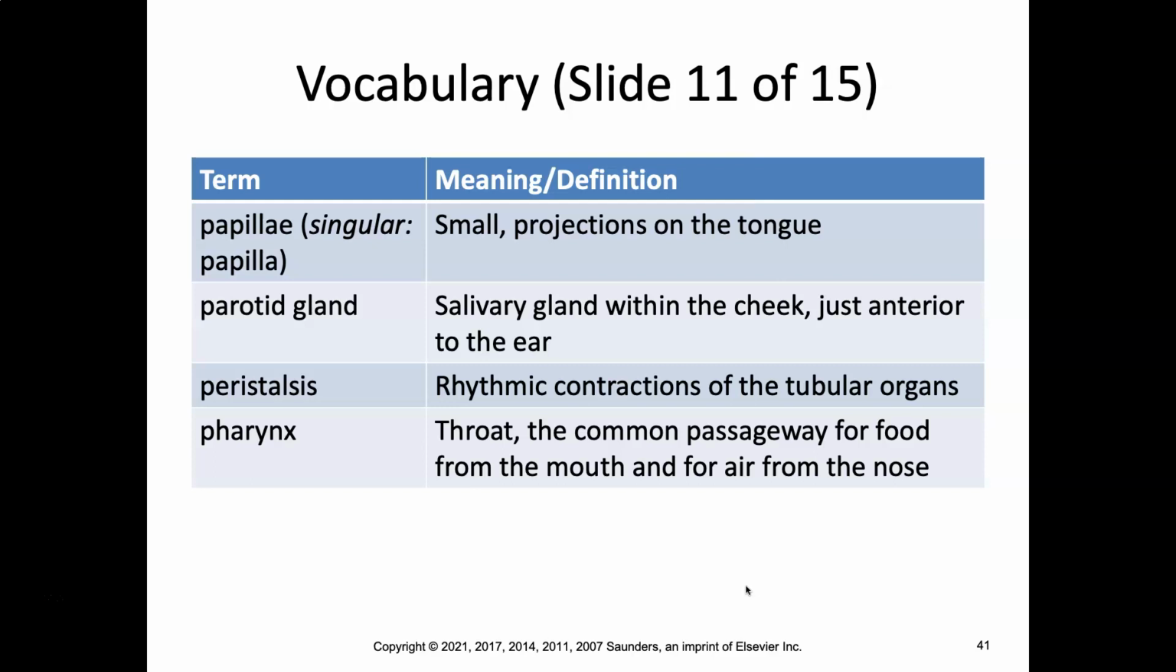Parotid gland. That is a salivary gland within your cheek that is just in front of your ear. Remember, anterior, in front of. Peristalsis is the rhythmic contractions of tubular organs. So as a food bolus is going down through the esophagus, peristalsis is happening. It's that rhythmic contraction forcing that food down your esophagus into your stomach.